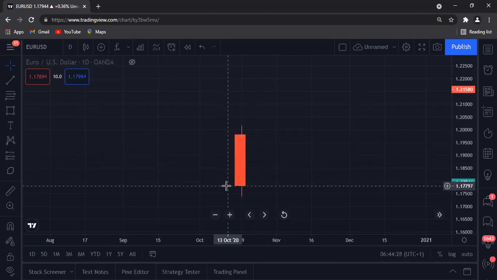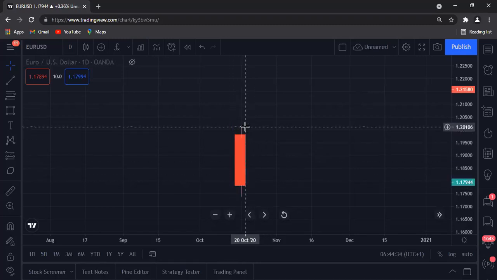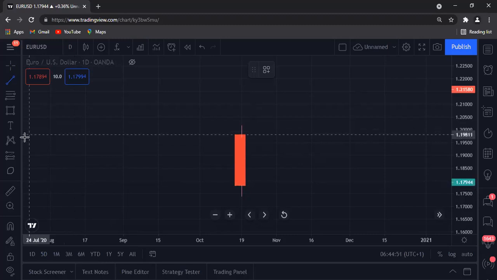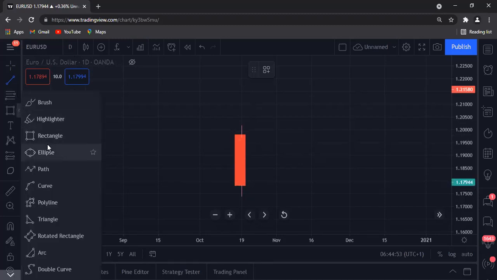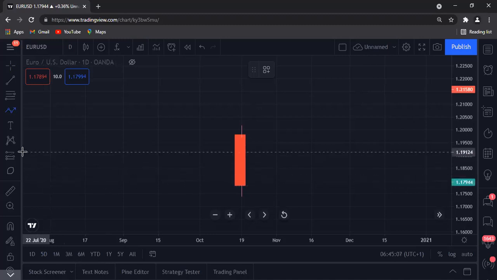Can I just ask, what are the wicks then, the top and bottom of the wicks? The wicks mean the highest and lowest points the market got to. Let's say this is an hourly candle. The market might have opened like this. Let me show you something. This is just the interpretation of candles, so you understand better. Now the market started from here.